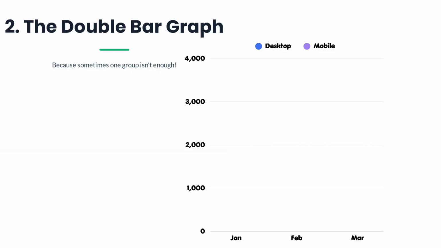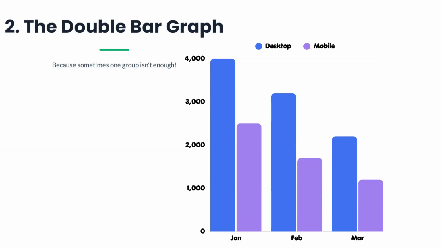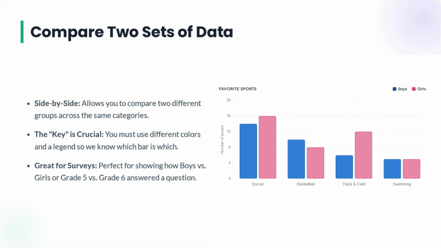Use a double bar graph when you want to compare 2 different sets of data across those same categories. The main advantage here is the side-by-side layout, which allows you to compare 2 different groups across the same categories simultaneously. When creating these, the key is crucial. You must use different colors and include a legend so your audience knows exactly which bar represents which group.